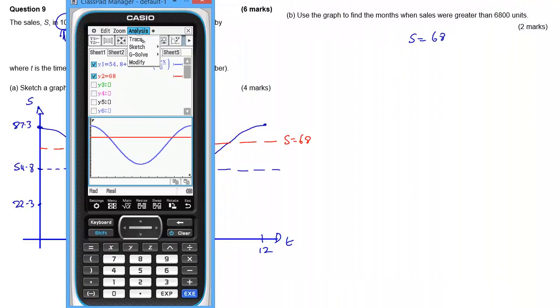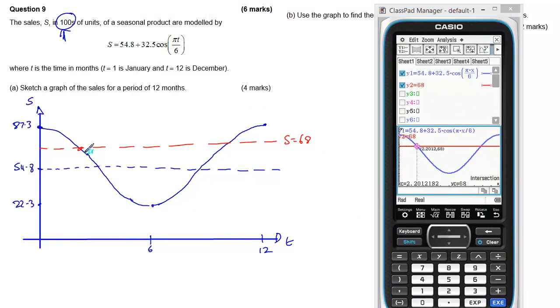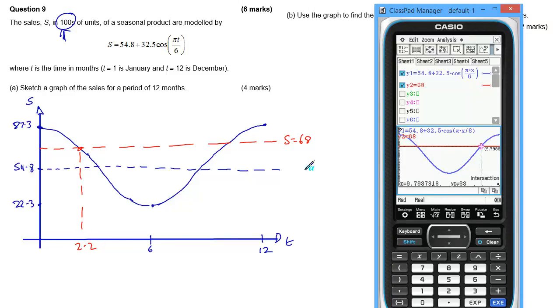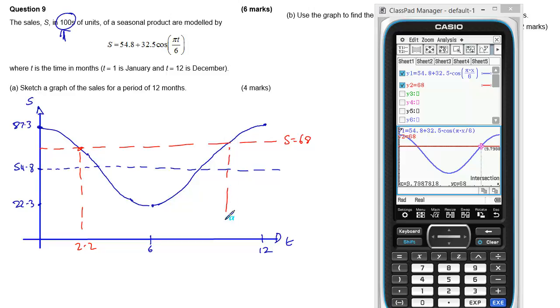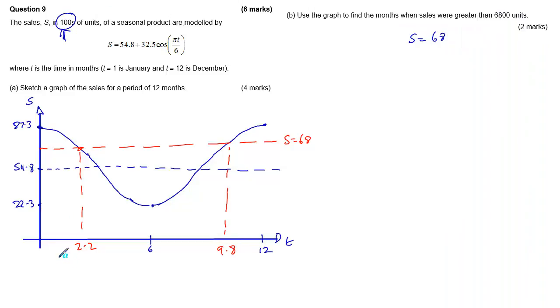And then we can go analysis, G-Solve, go for the intersection. So we've got one at 2.2 and the other one is at 9.8, and then we just need to look at the months. So up to 2.2 we've got month 1 and 2, so that's January and February. And then from 9.8 onwards we've got 10, 11 and 12, so that's October, November and December.